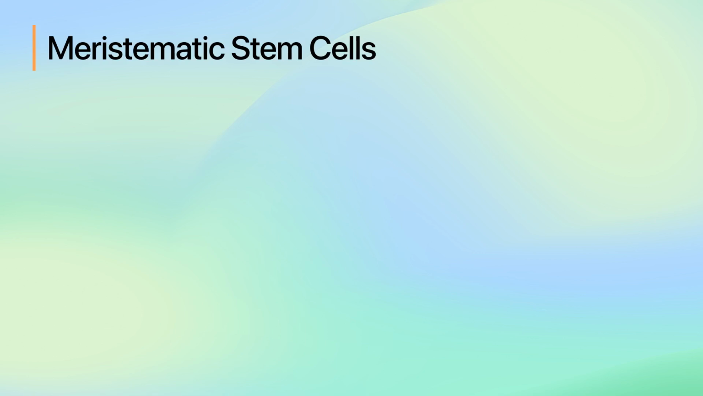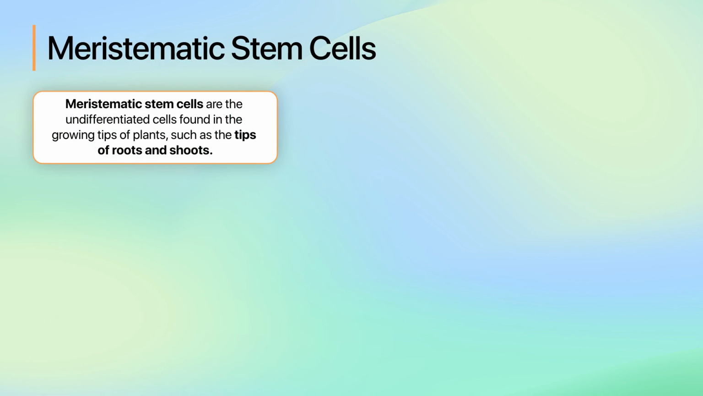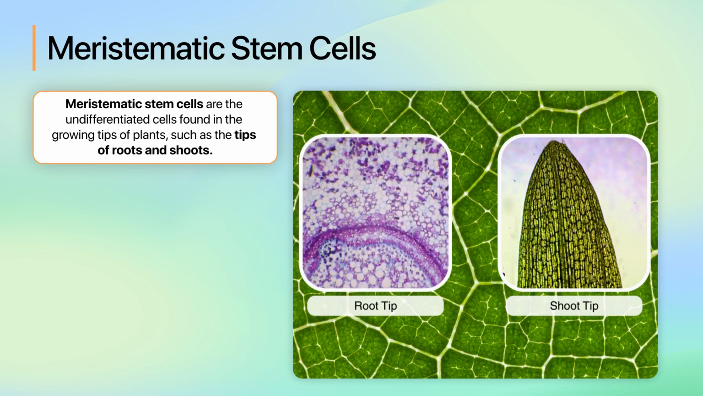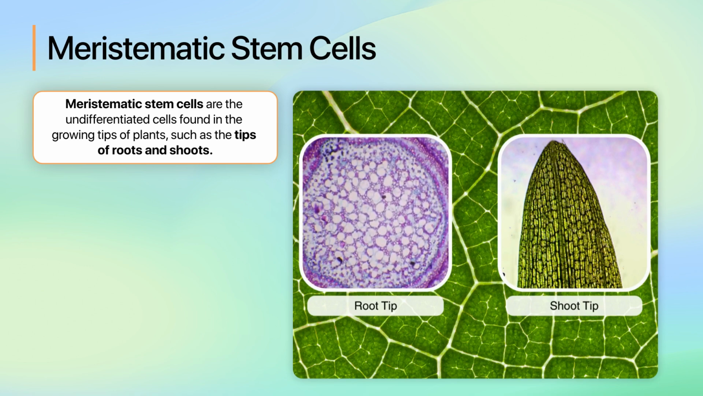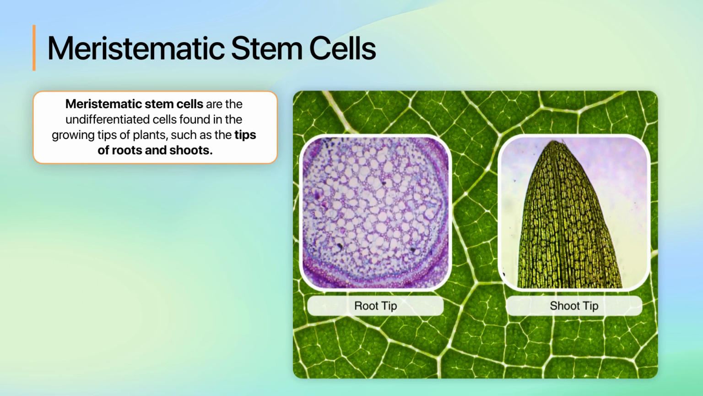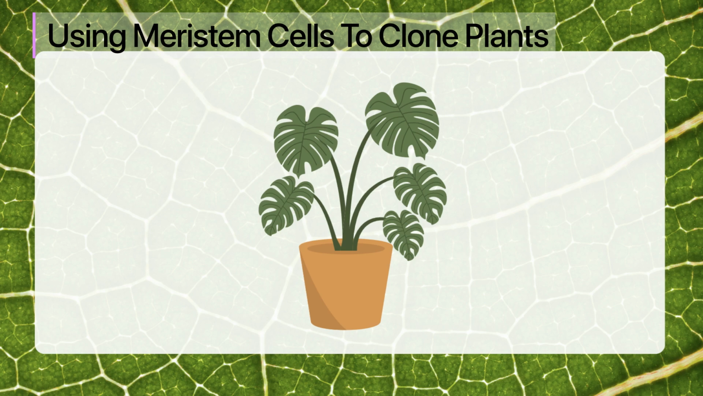To start, let's remind ourselves what meristematic stem cells actually are. Meristematic stem cells are the undifferentiated cells that are found in the growing tips of plants, such as the tips of roots and shoots. These cells have the unique ability to divide and develop into any type of plant cell, making them extremely valuable for the scientific process of cloning. Cloning plants using meristematic stem cells is an effective method for creating genetically identical daughter copies of plants from an original parent plant. Let's now go through how the process works together.